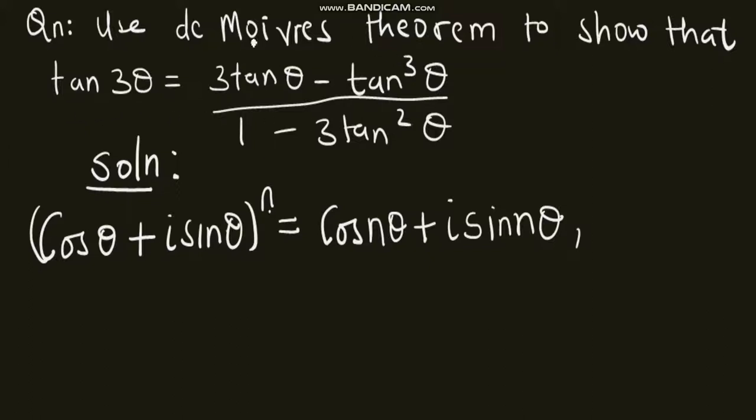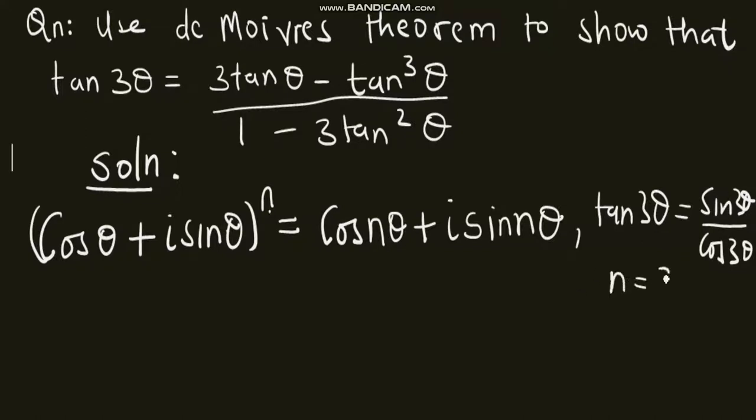Now the question tells us that we want to show that tan 3 theta is equal to 3 tan theta minus tan cubed theta out of 1 minus 3 tan squared theta. Therefore, we have to use the idea of trig to know what this means. We know that tan 3 theta is equal to sine 3 theta out of cos 3 theta.